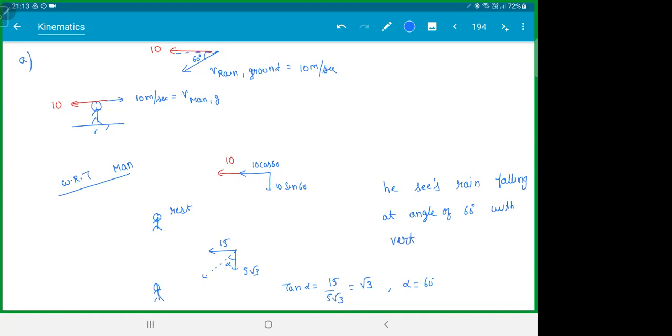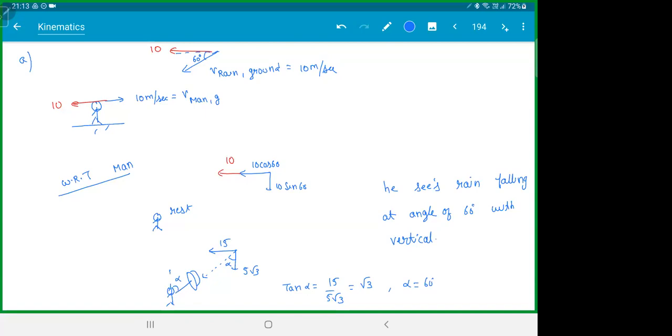How should he catch the umbrella? So he should catch the umbrella like this. That also will be alpha. So he also should catch the umbrella at an angle of 60 degrees with the vertical or 30 degrees with the horizontal. Easy? Everyone got this?